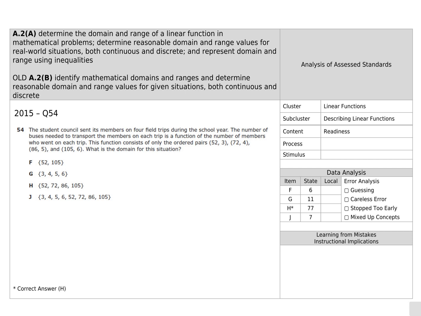All right, for our last question, it's asking us for what the domain is again. That's our x. And this is the easiest of all of them because it's just got some points. And everybody from middle school even knows that it's x comma y, x comma y. So if it's asking for domain, that's just all of our x values: 52, 72, 86, 105. That is H. All right, that is TEK A.2A.